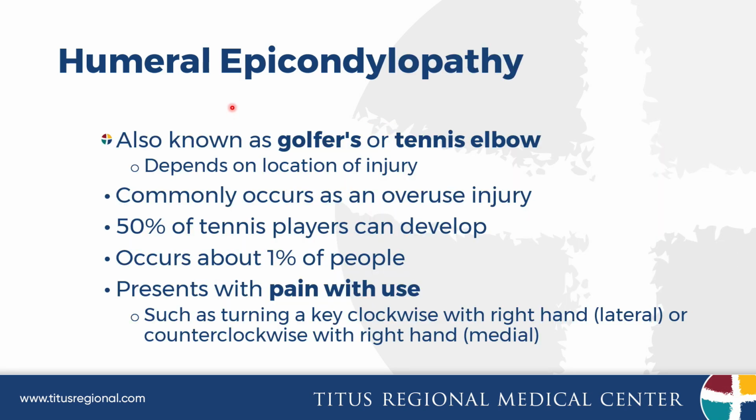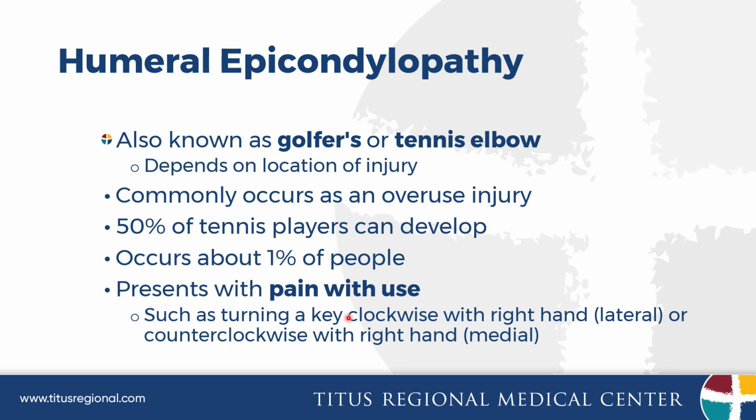Humeral epicondylopathy is also known as golfer's elbow or tennis elbow, and it really depends on where the location of the injury is. And commonly this occurs because people tend to overuse that. That is, if you play a lot of golf or tennis, for example. And it's documented that approximately 50% of patients can develop tennis elbow, which comes out to about 1% of people across the United States. And the most common presentation would be pain with use.